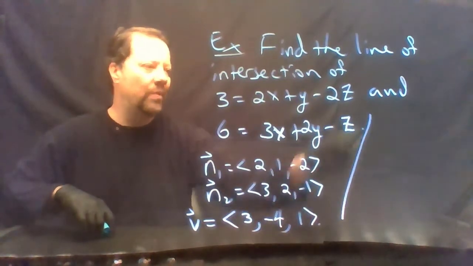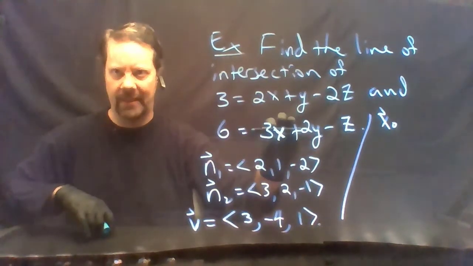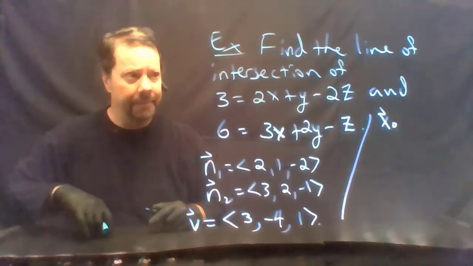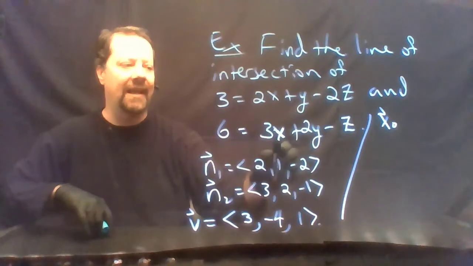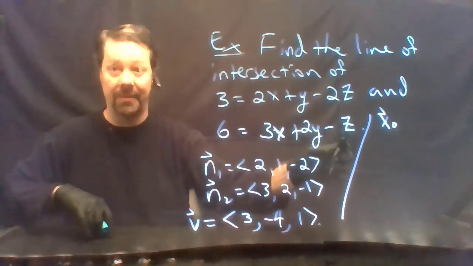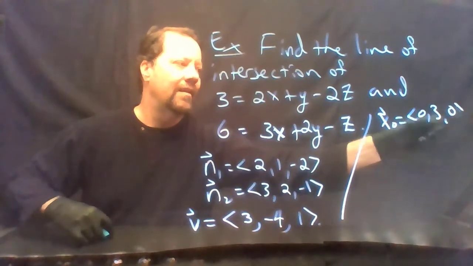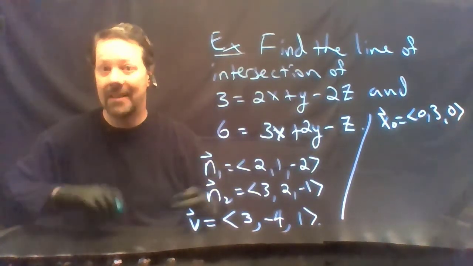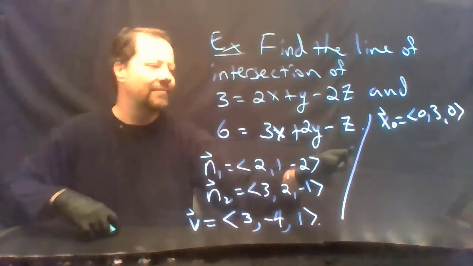All we need is a point x naught that lies on both planes. Now, try not to get too terribly creative here. How about 0, 3, 0? This does satisfy both of these equations. It's the simplest point I could find, so I chose it.